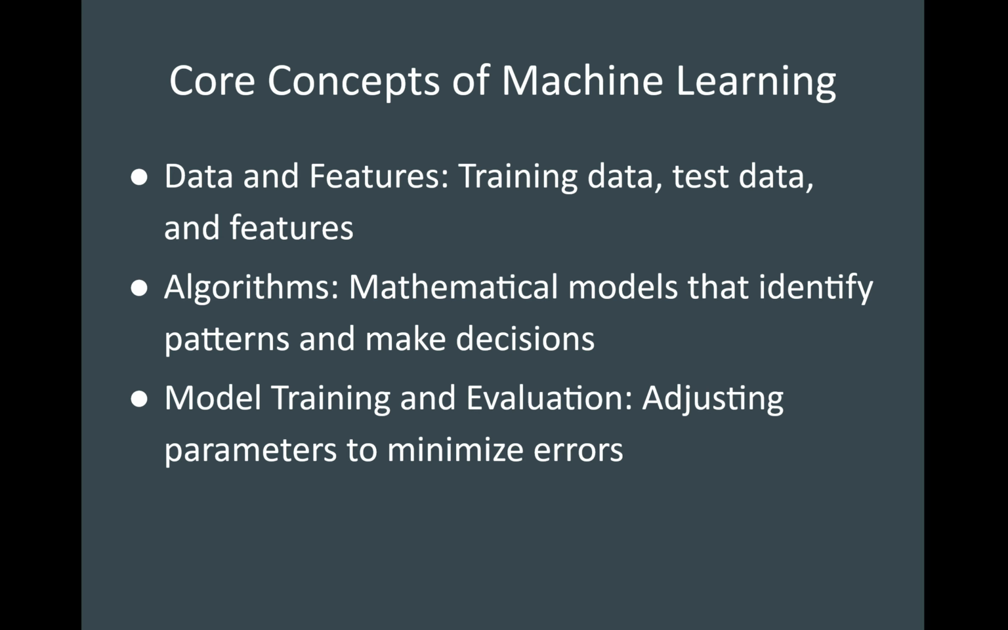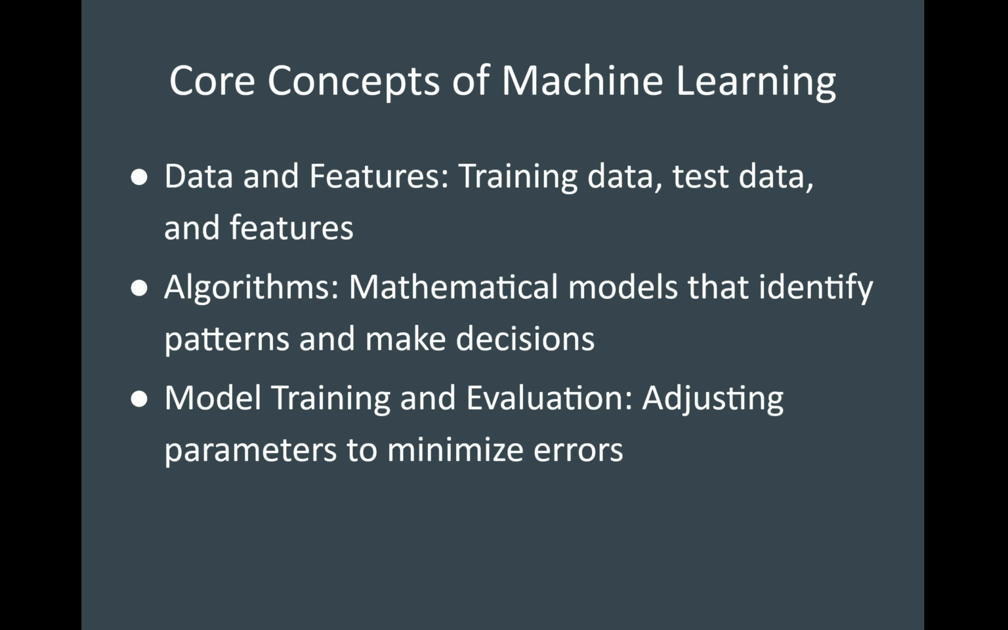First, training data, the data set used to train the machine learning model. Then there is test data, which is used to evaluate the performance of the trained model. And then features, the individual attributes or variables in the data that the algorithm uses to make predictions.